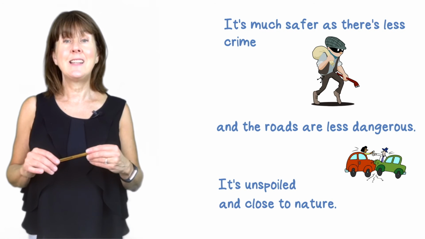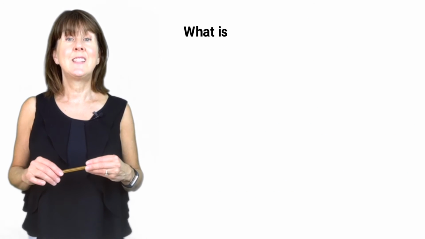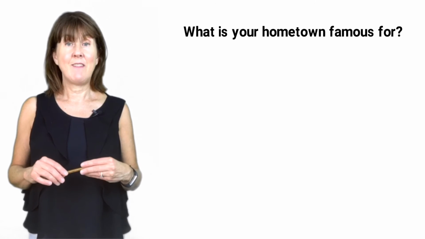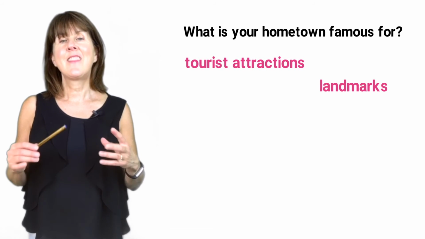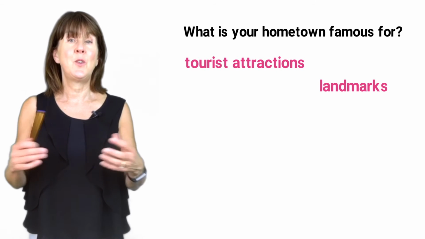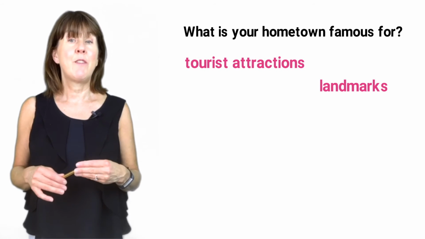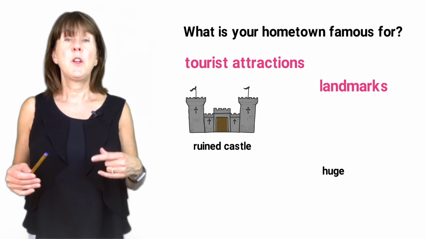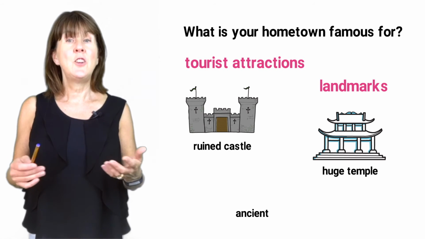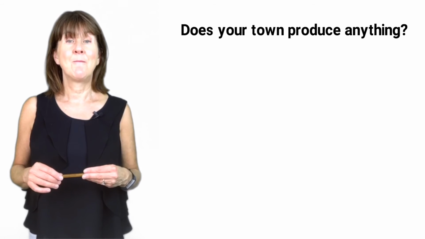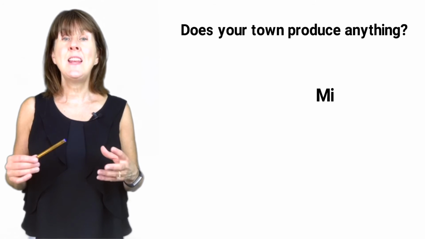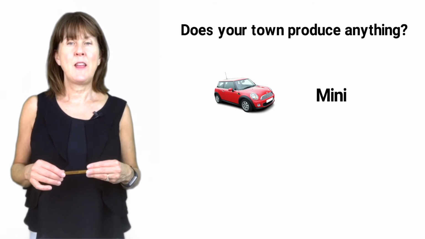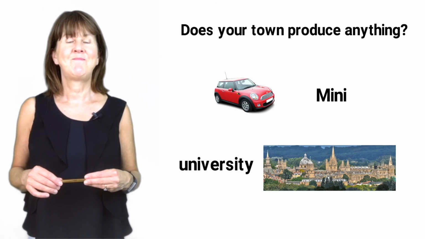Okay, so now let's think about what your city is famous for. Does it have any tourist attractions or landmarks? These are things that bring tourists to your town. Does it have a ruined castle or a huge temple or an ancient mosque? Does your town produce anything? Oxford, my hometown, produces the mini car, but it's most famous for its university.